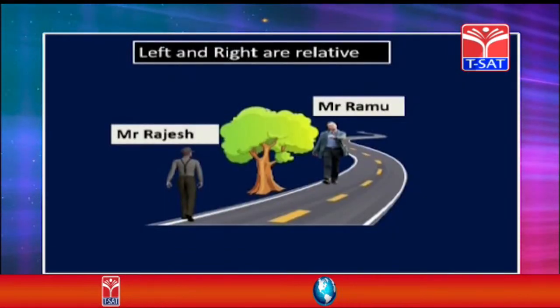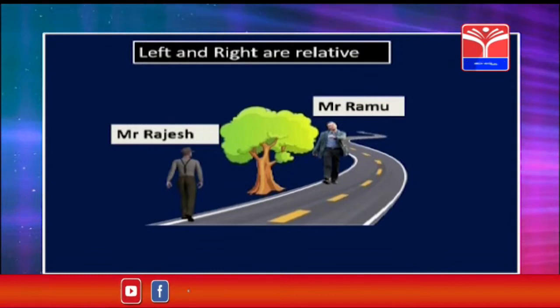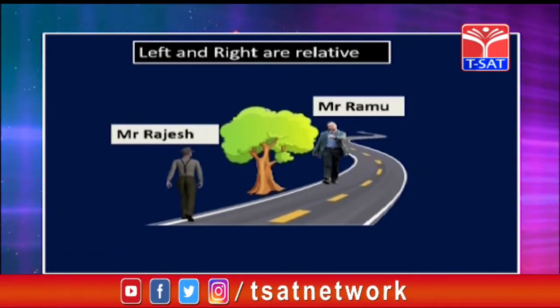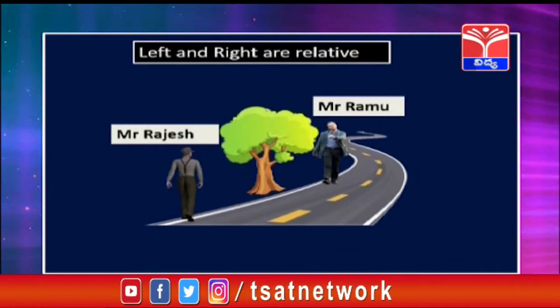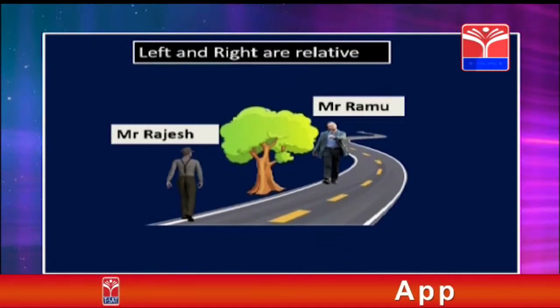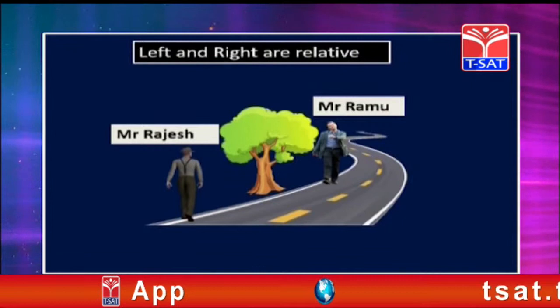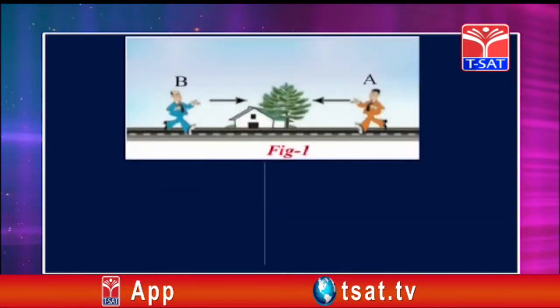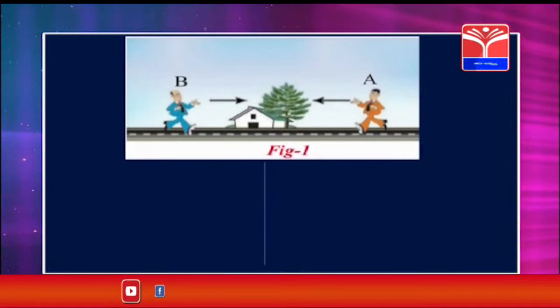Here is Mr. Ramu and Mr. Rajesh who are walking in the opposite directions on the road. The tree appears to be on the right of Mr. Ramu, whereas it appears to be left of Mr. Rajesh. We have another example which is discussed in the textbook.